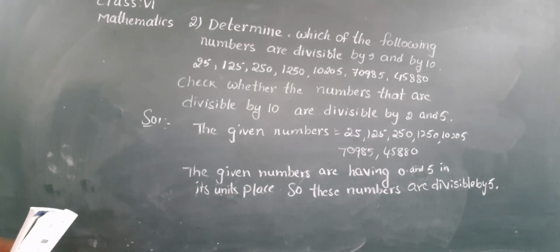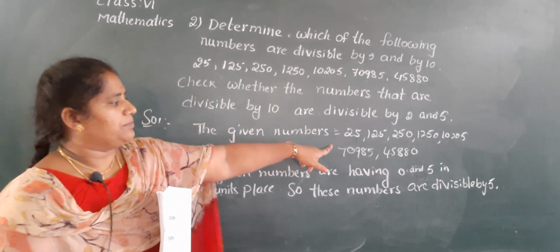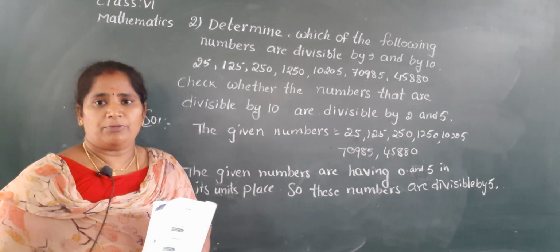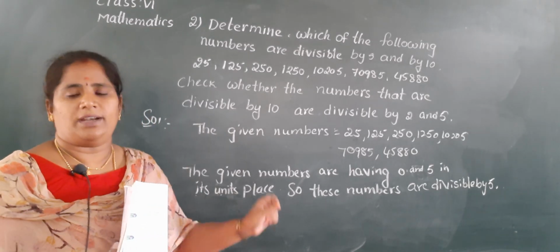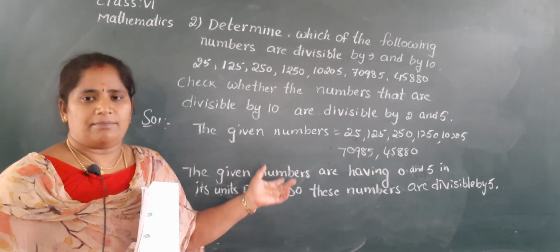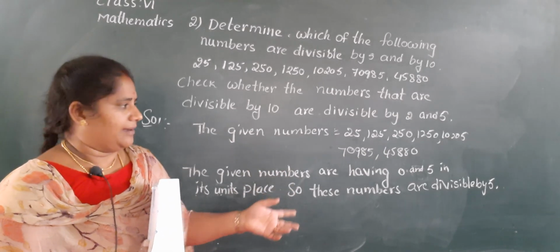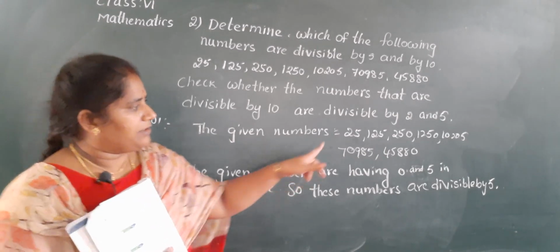Now, we have to check it. Which of the numbers are divisible by 10? Come on, tell me, what is the divisibility by 10? As the numbers are having 0 only in the units place, then those numbers are divisible by 10. So, which numbers are divisible by 10?